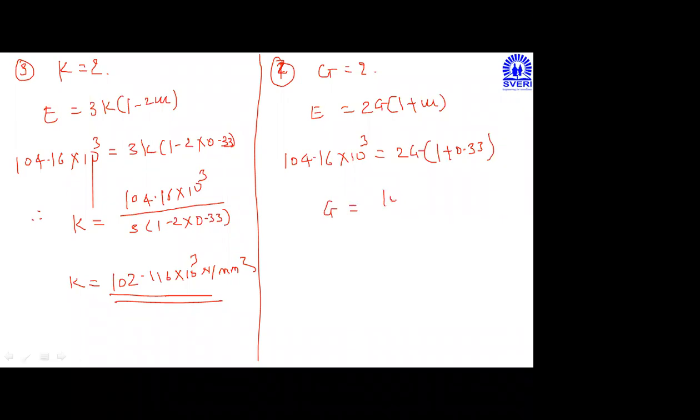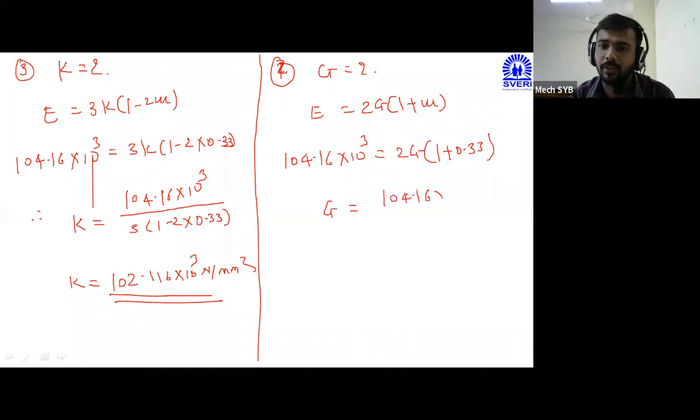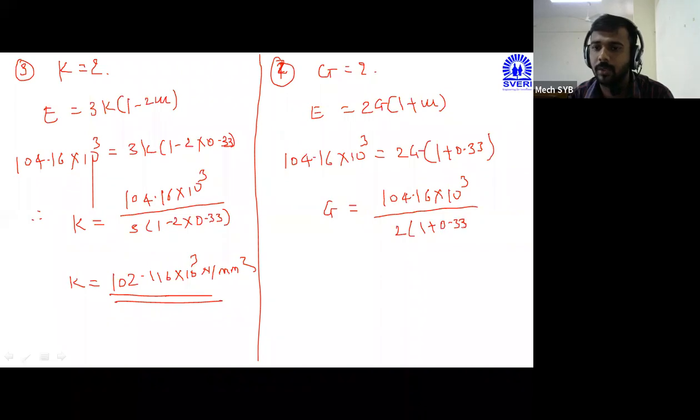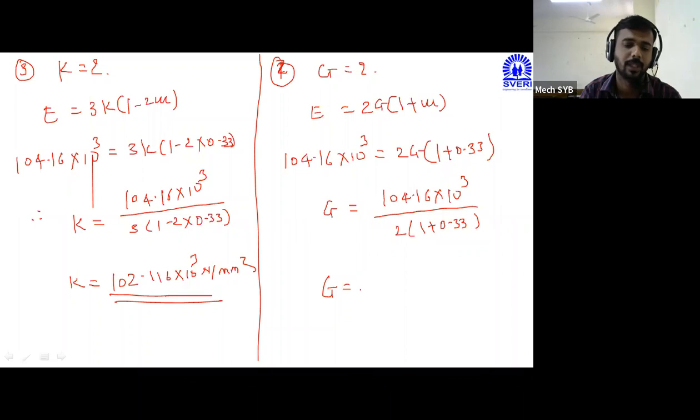G is equal to 104.16 into 10 raised to 3 divided by 2 in bracket 1 plus 0.33. Check your answer. 102.12 into 10 raised to 3 Newton per mm square. K value is correct. Those who have calculated, it is correct. Others, please send your answer in the chat box. And those who have calculated the K value can go for the G calculation. Tell me the value of G.